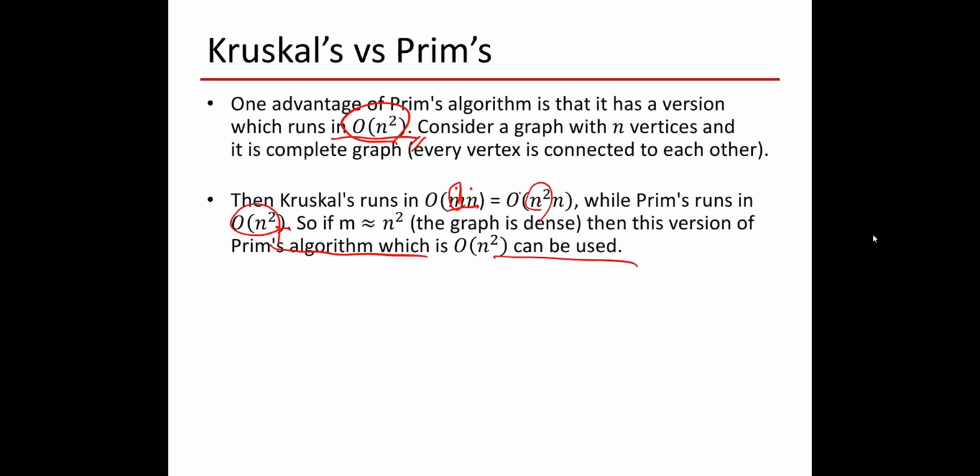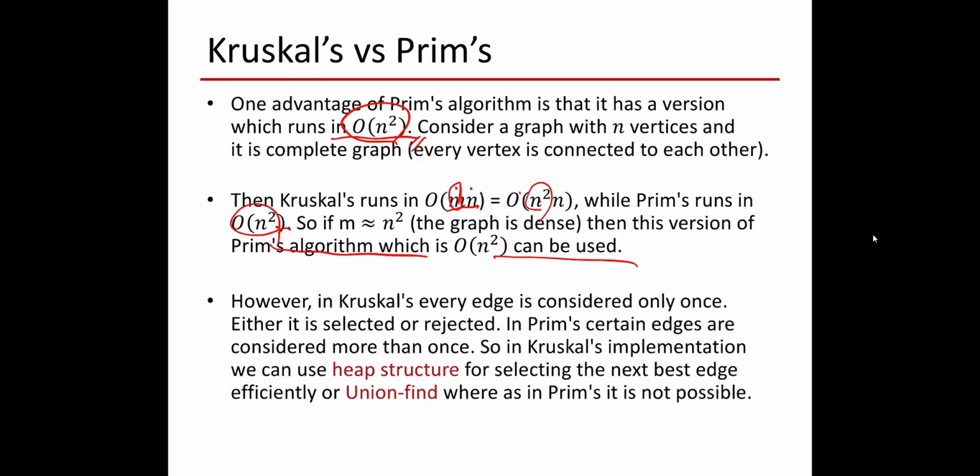Okay. All right. So choosing the local best is sometimes better than having a global view. Why? To have a global view requires much computation. In Kruskal's algorithm, every edge is considered only once, so either it is selected or rejected. In Prim's, certain edges are considered more than once. I have to keep repeating.